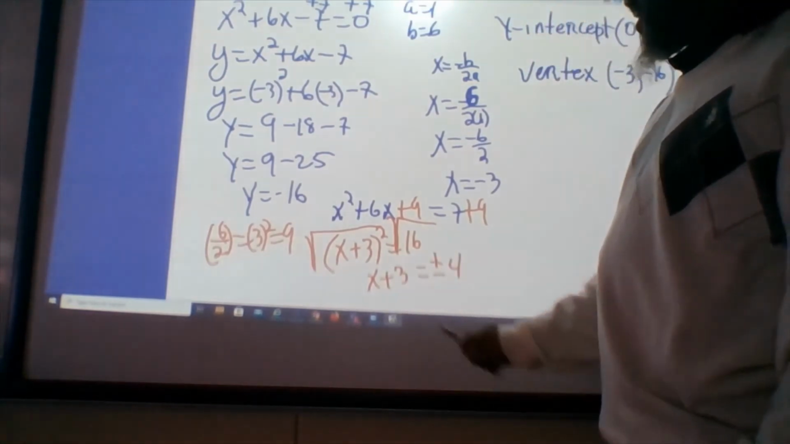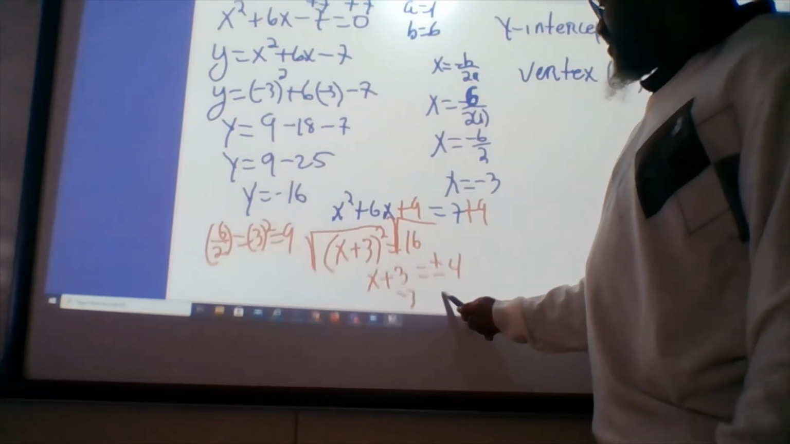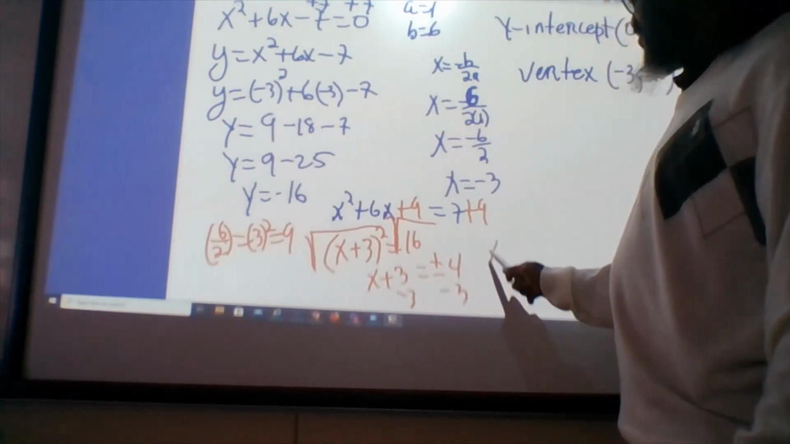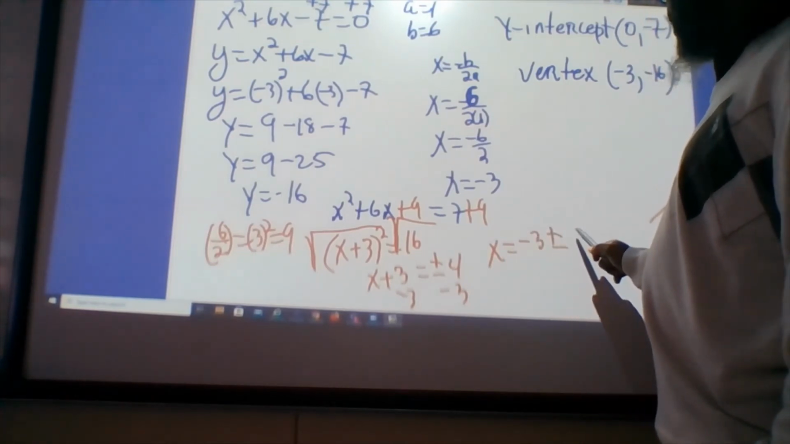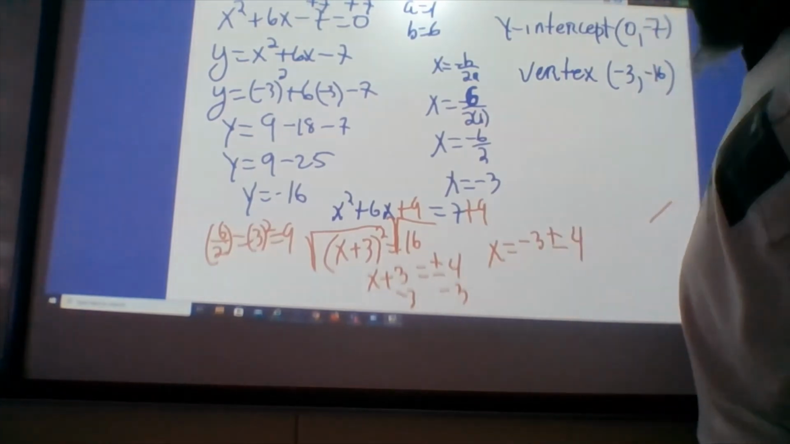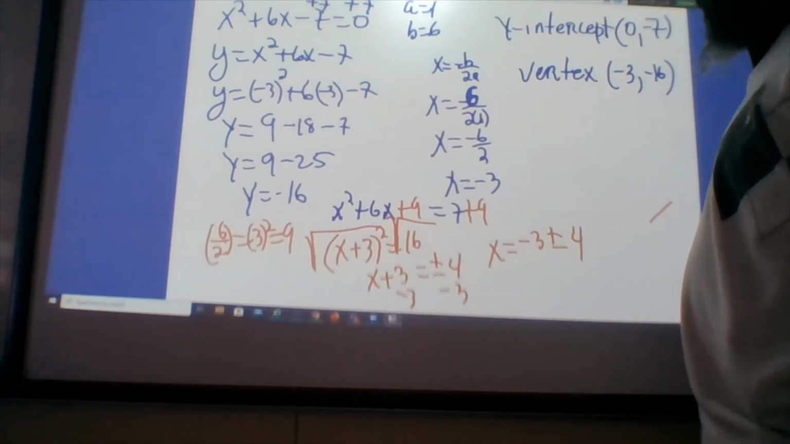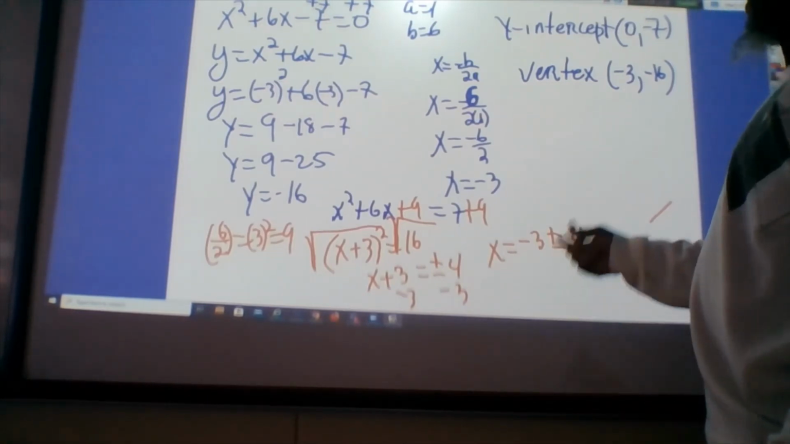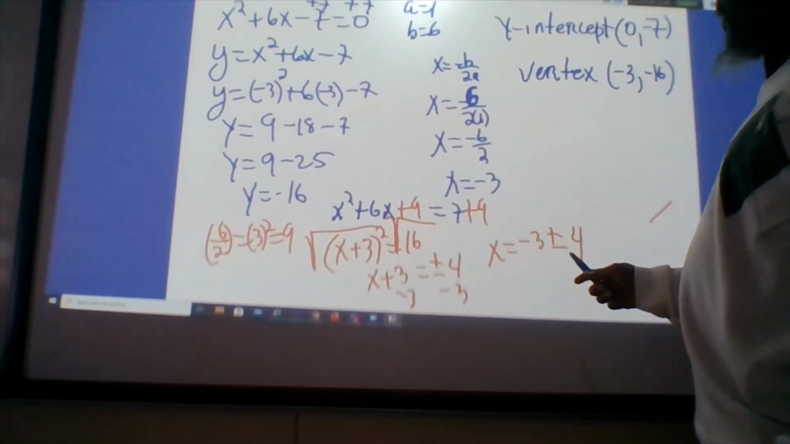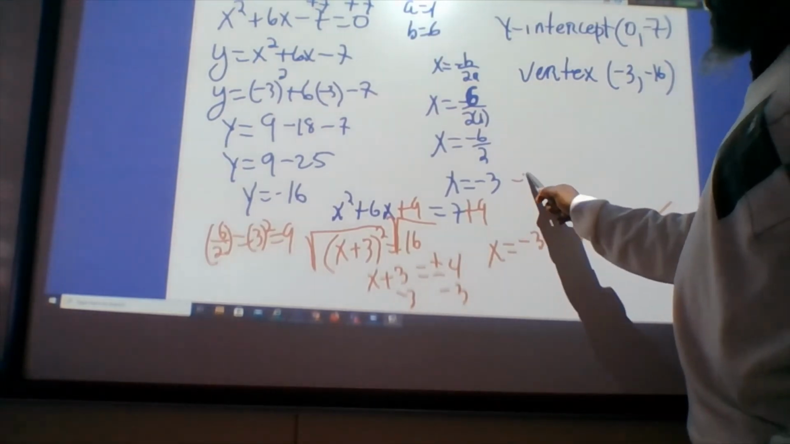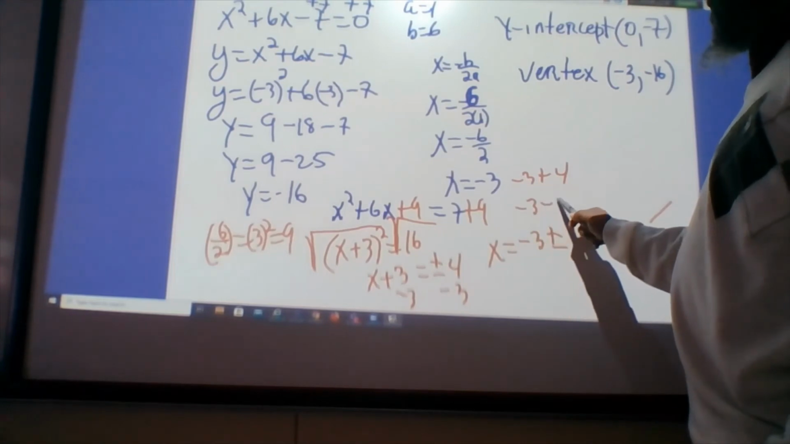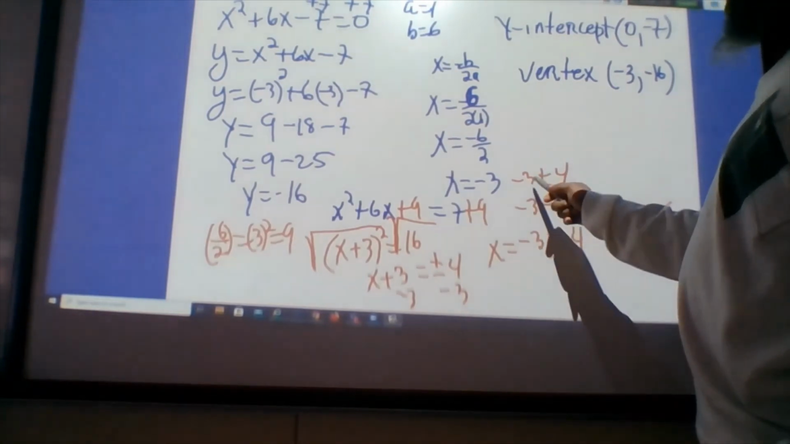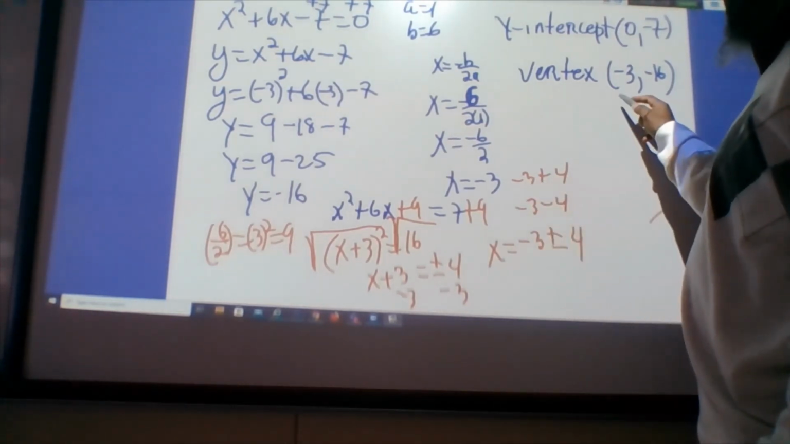And you're solving for x, so you subtract 3 on each side. You subtract 3, therefore your x-intercept is negative 3 plus or minus 4. In this case, since you do not have any decimal, any radical, then you can compute that. So you have two options. Either you have negative 3 plus 4, and you have negative 3 minus 4. So negative 3 plus 4 is 1.